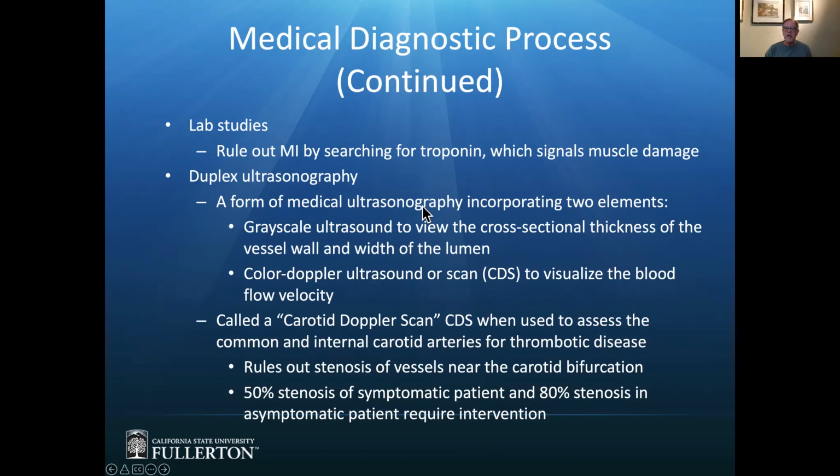And then there's a related test, within the same test, which is why it's just called a carotid Doppler scan, something called grayscale ultrasound, which views the cross-sectional thickness of the vessel walls. So the test is just called a carotid Doppler scan, or CDS, and it looks at those two things: the velocity of the flow of the blood through these vessels in the neck, and the cross-sectional thickness, which, as you could imagine, if you have thrombotic disease there, it's going to show less flow and thicker walls. Okay, so it's a non-invasive test.